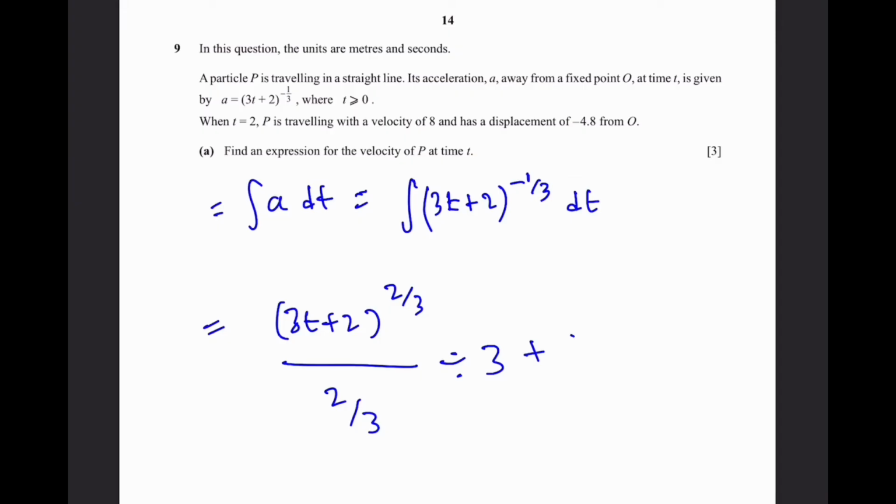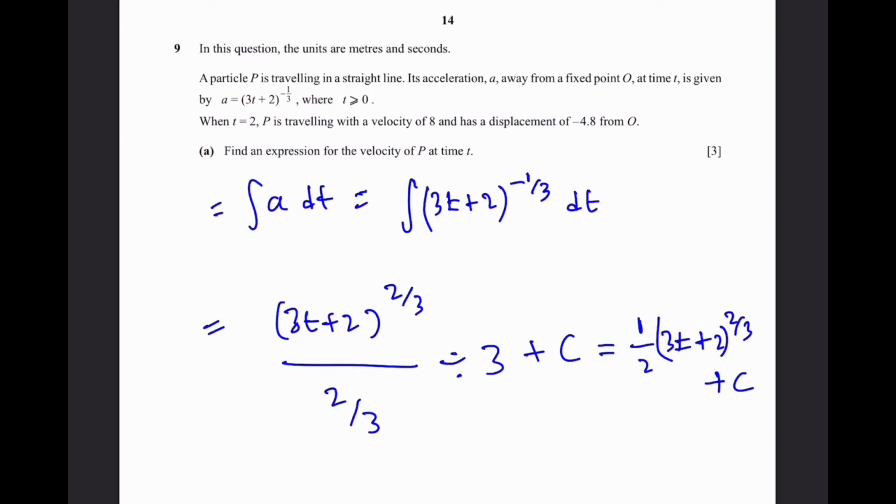And one thing you need to remember is that you need a constant c, the constant of integration. So that's going to be half times (3t + 2) to the power of 2/3 plus c. Now we need to find the c value. Well, we know that when t equals 2, p is traveling with a velocity of 8. So we can just use this information and substitute it into this equation.